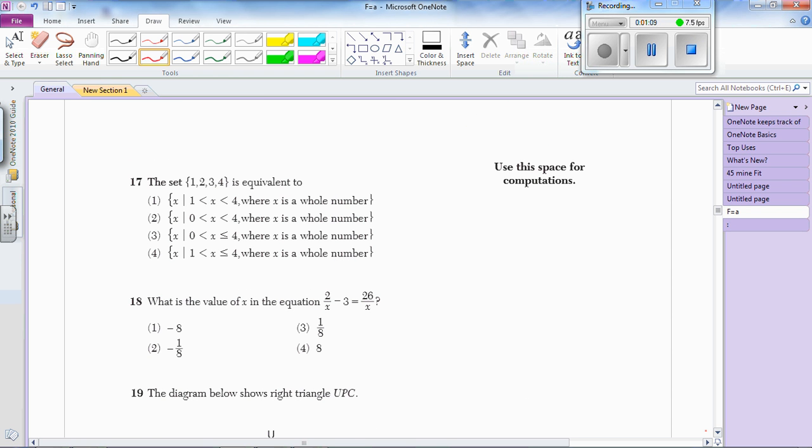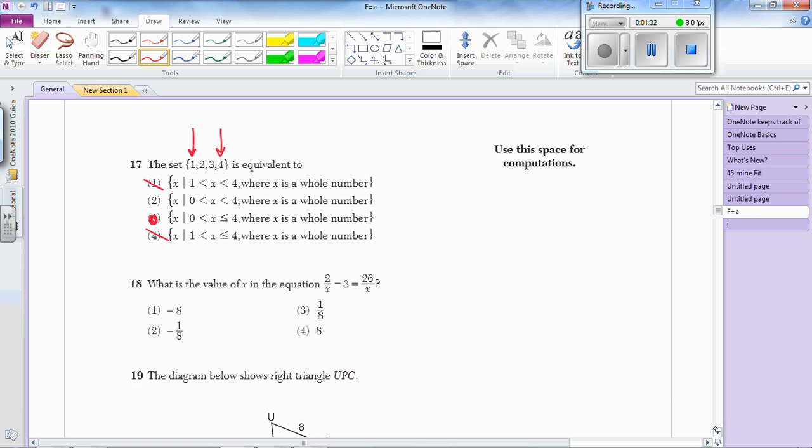I don't know why they keep asking this silly question. It comes up over and over and over again. 1 is in the set. So I have to either see greater than 0 or equal to 1. Well, that one's greater than 1, that one's greater than 1. It can't be those. So greater than 0 is fine. 4 is in the set, so I have to see equal to 4. There it is. Same stupid question over and over again.